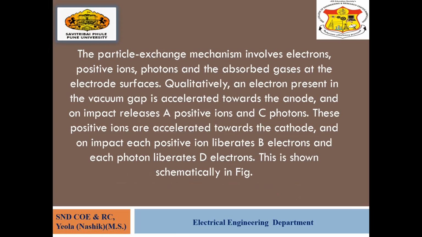Here, the particle exchange mechanism involves electrons, positive ions, photons, and the absorbed gases at the electrode surface. An electron present in the vacuum gap is accelerated toward the anode. Surely they will go to the anode, and on impact it releases positive ions and photons. These positive ions are accelerated toward the cathode and impact it; each positive ion liberates B electrons, and each photon liberates D electrons. This is shown in the figure. You will see what is in the figure.